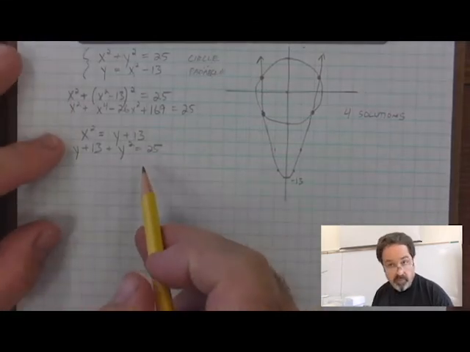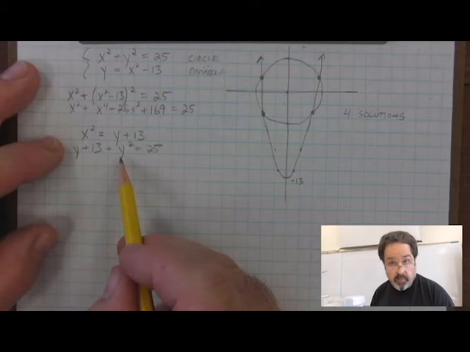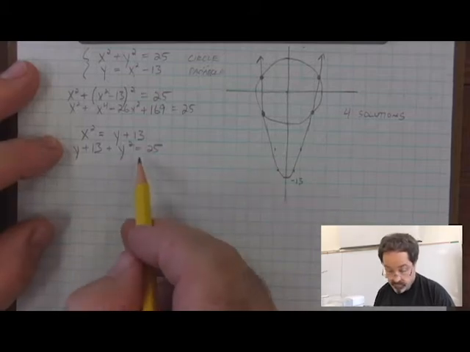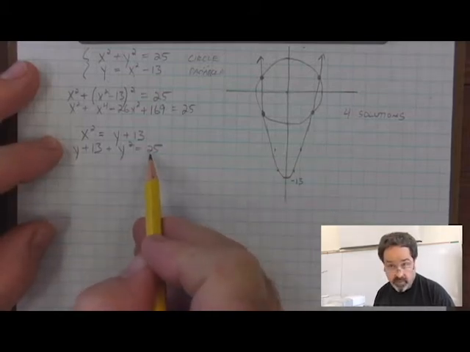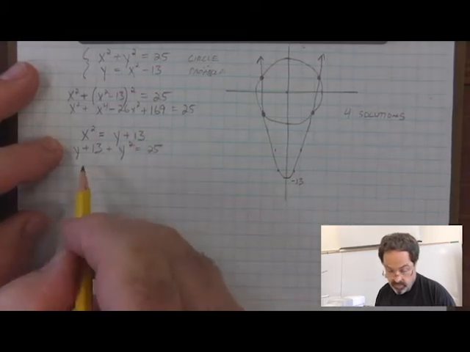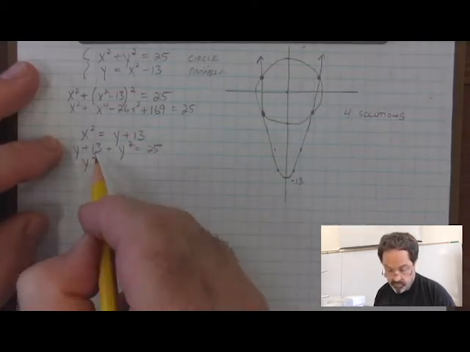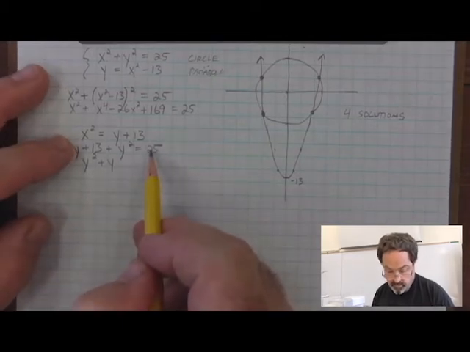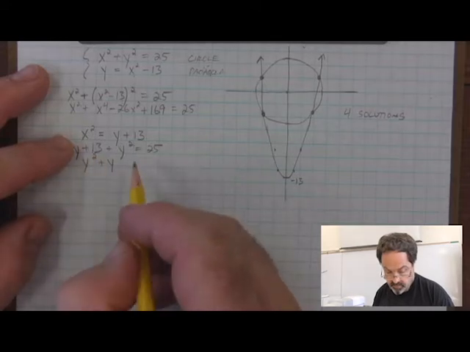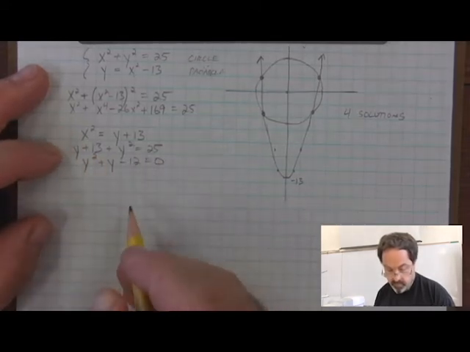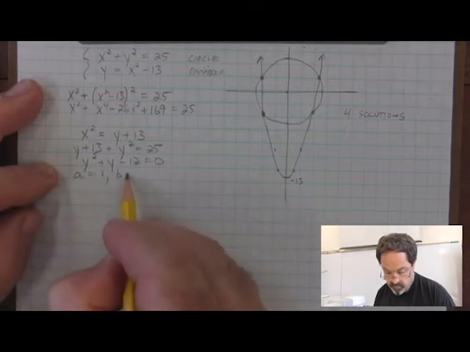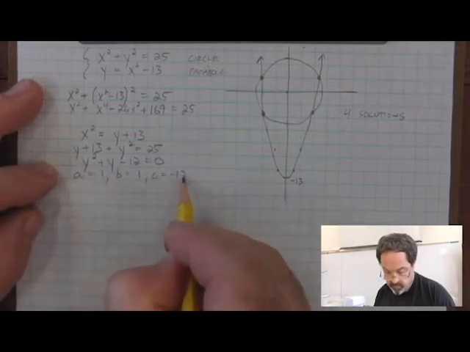I have a quadratic equation. Sure, it's in terms of y, but that's fine. I can use the quadratic formula to find the values of y. Let's proceed by subtracting 25 from both sides and putting it in standard form. In standard form, the squared term will come first, then y. If I subtract 25 from both sides and combine it with a positive 13, then I get minus 12 is equal to 0. The coefficients for this quadratic are a is equal to 1, b is equal to 1, and c is equal to negative 12.